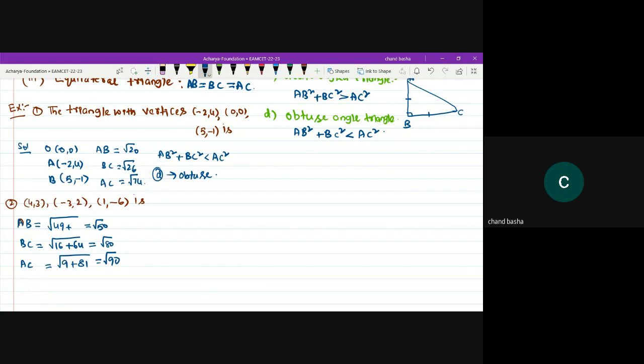As given, AB square plus BC square. What is AB square? It is 50 plus 80, which is greater than 90, the AC square value. As you told, it is absolutely correct. Acute angled triangle.